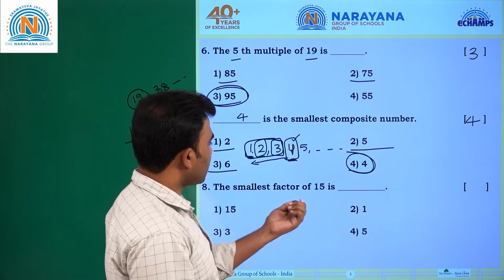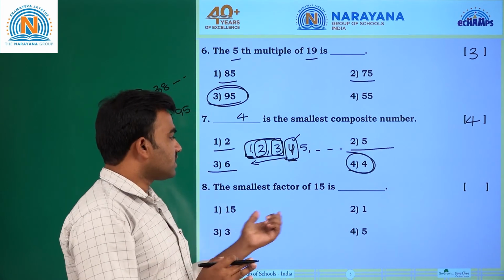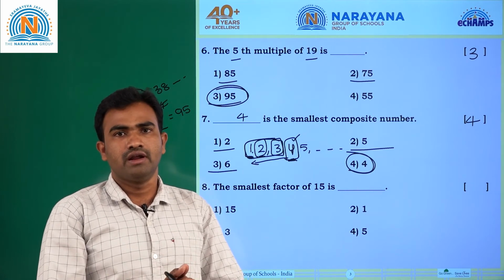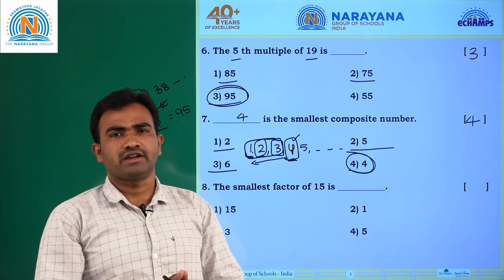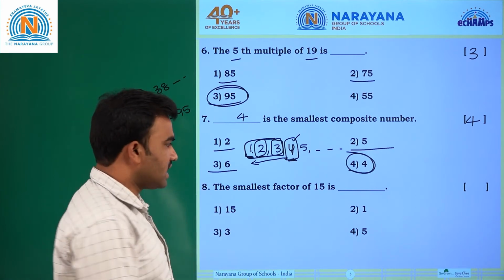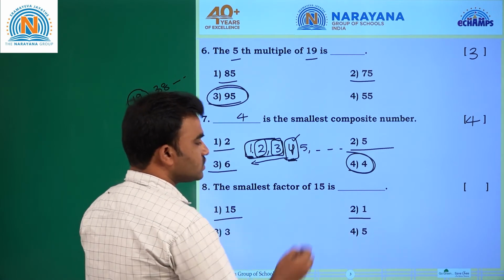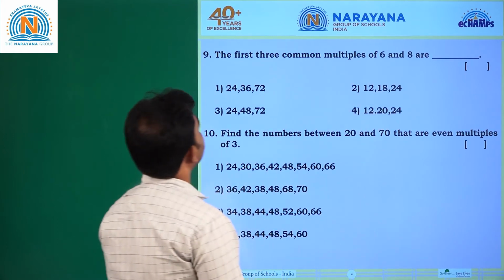The smallest factor of 15 is, see, smallest factor of 15. We know that 1 is a factor of every number. At the same time, 1 is the smallest factor of every number. So the answer is 1. Option 1 is 15, option 2 is 1. So option 2 is our answer.